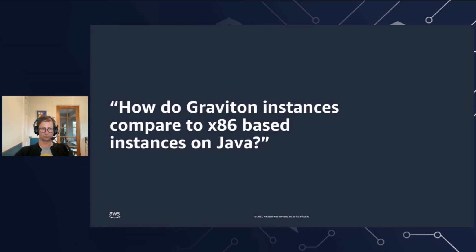An example of a wrong type of question would be, how do Graviton instances compare to x86-based ones on Java? That's a super broad question. Java covers so many different applications. Some of them are going to be CPU bound. Some of them are going to be memory bound. Some of them are actually just moving data around, and they mainly depend on the network. So that's a super broad question, and no benchmark is going to answer how Graviton instances compare to x86-based instances on Java.